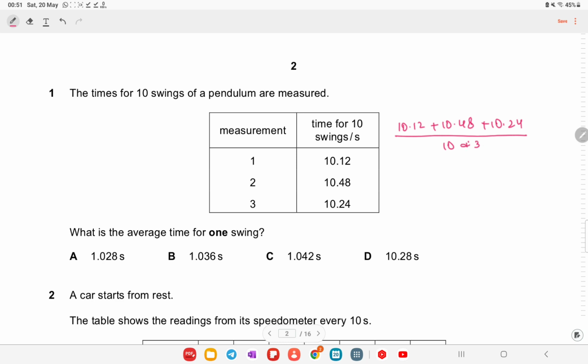You can easily do the multiplication because there are 3 calculations, so you can do this to find out the value, or otherwise you can divide this by 10, divide this by 10, divide this by 10. You get values a, b and c, and then you add a plus b plus c over 3 to get your answer, which is going to be 1.028. So option A will be your answer.